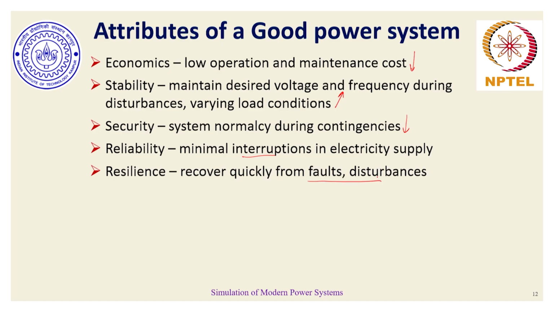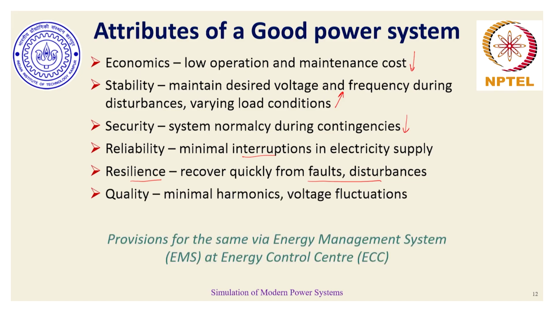During events such as natural disasters, whether the network is capable enough of recovering from faults or disturbances due to natural events or natural hazards, and still be able to come back to its normalcy state, that attribute is called resiliency. And lastly, we have quality, wherein we talk about minimization of harmonics because of the renewable energy integrations.